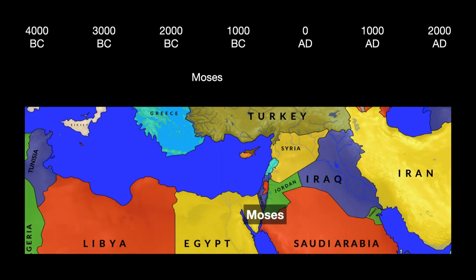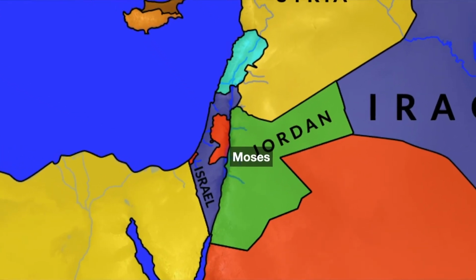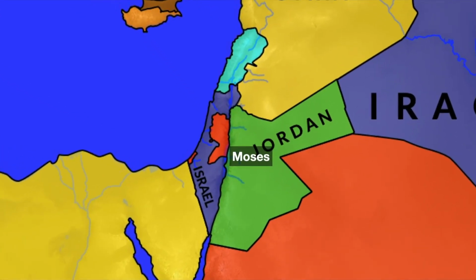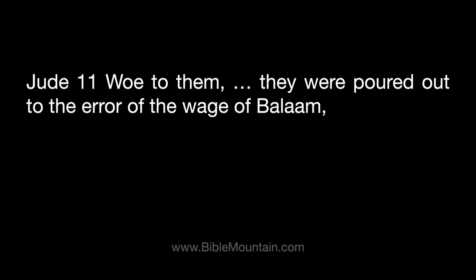So the Israelites wandered in the wilderness for 40 years. Eventually Moses led them to the entrance of the Promised Land, and they came to the east side of the Jordan River. While they were there, Balak hired Balaam to come curse the Israelites. Now Balaam could not curse the Israelites because God would not let him, but Balaam did tell Balak how to entice the Israelites into sin. Jude also made reference to that, and that's in verse 11 also. Jude wrote, "Woe to them, they were poured out to the heir of the wage of Balaam."